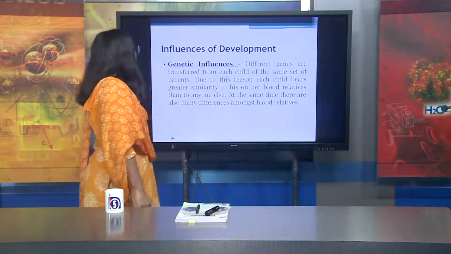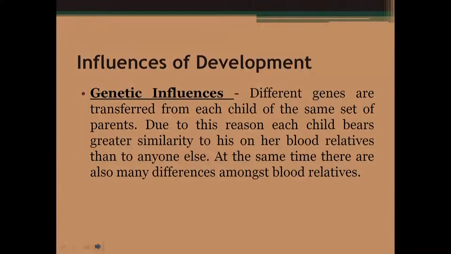Okay, last is influences of development. So what are the different influences on development? First is genetic influence. Different genes are transferred from each parent to the child. So there is a small change here. So different genes are transferred from each parent to the child of the same set of parents.